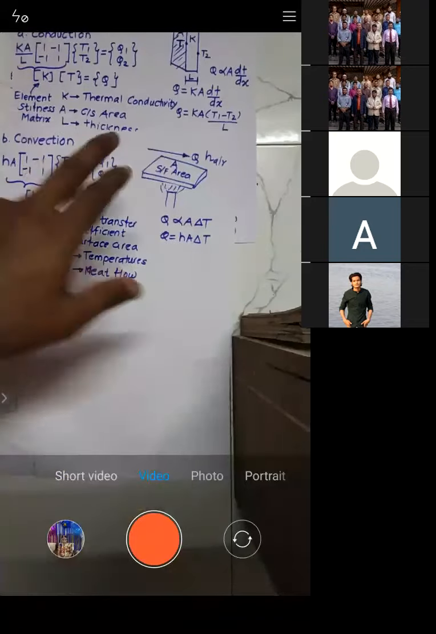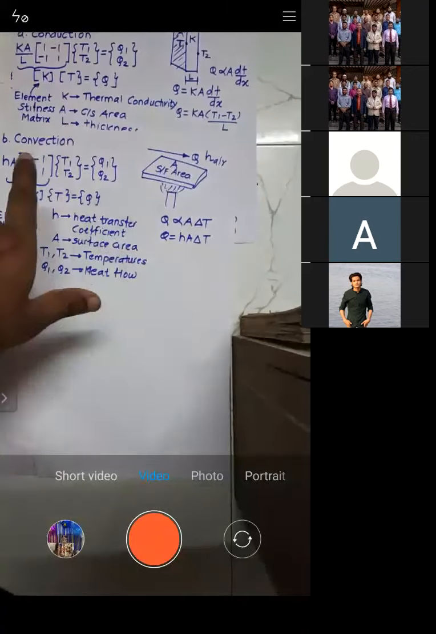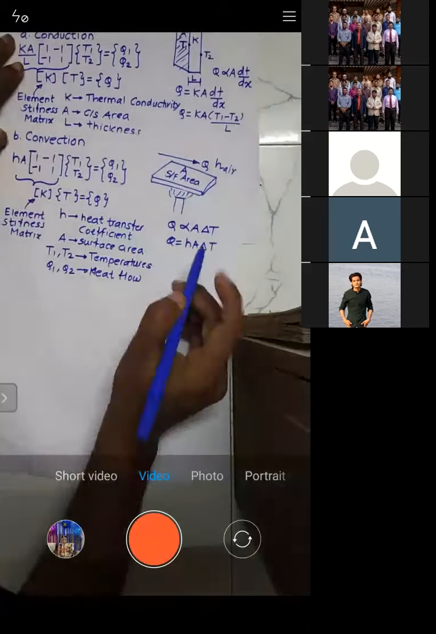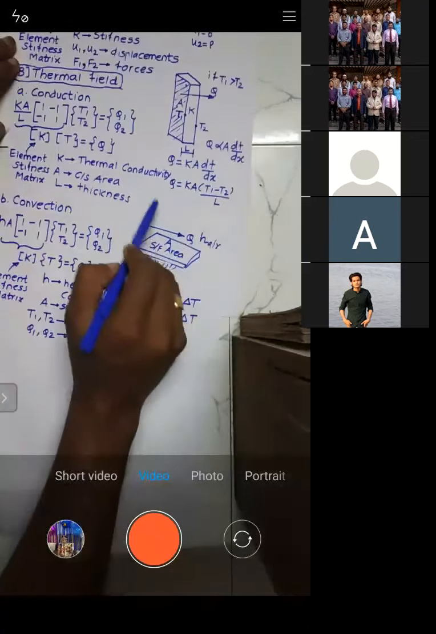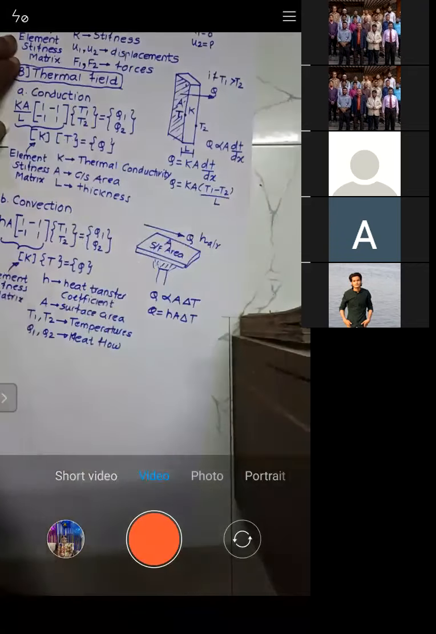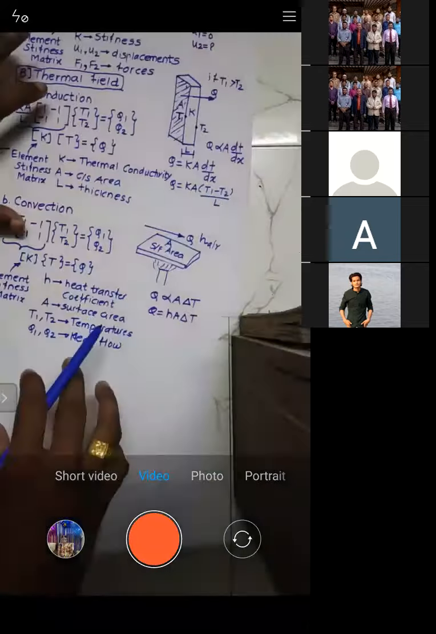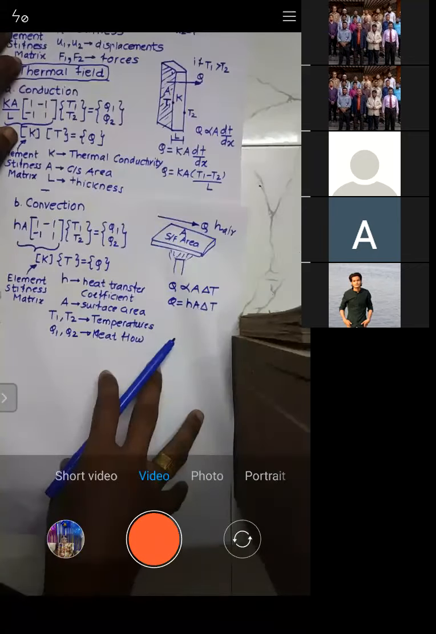Yes, kA by L. You will get kA by L. Similarly, hA, you will get hA. So this is the same as Newton's law of cooling. This equation is the same as Fourier's law of conduction, which you're going to see in heat transfer now. So we are majorly focusing on conduction and convection modes of heat transfer.